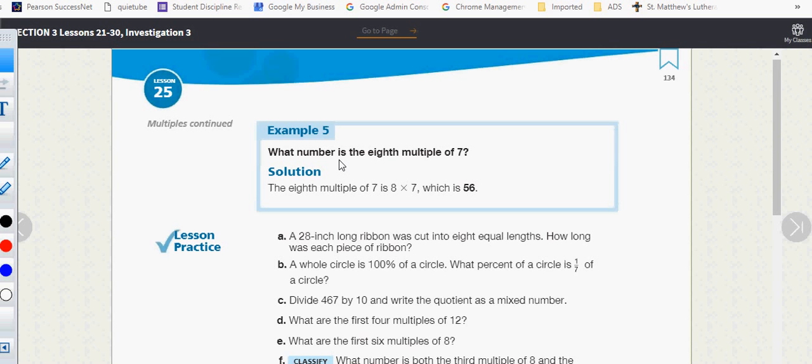Now you see why they say, think of it as timesing by the number multiple we're counting. So think of it as times 8. And then you can just use 7 times 8 is 56. Instead of counting up 7 plus 7 plus 7 on your fingers, just remember if I'm asking for the 8th multiple, then I'm just doing 8 times whatever number, 7.